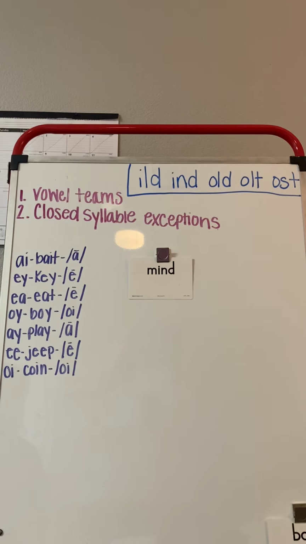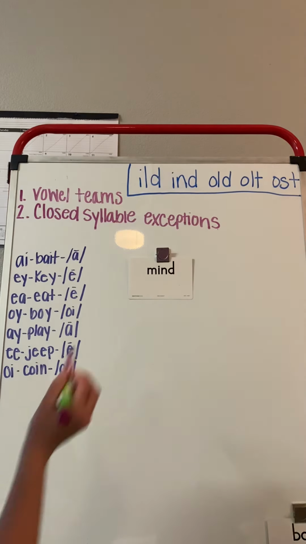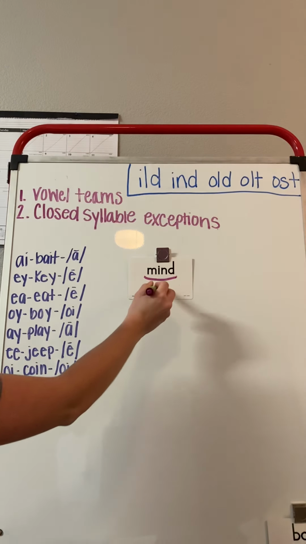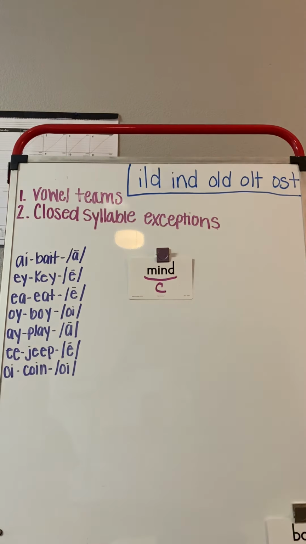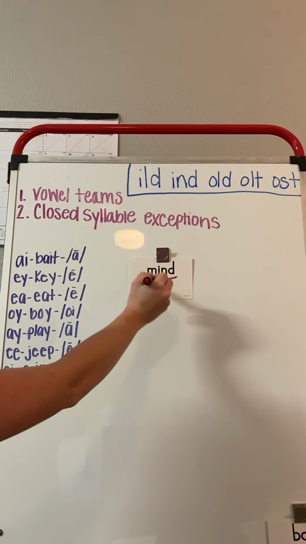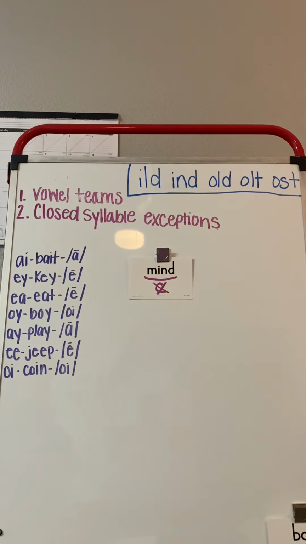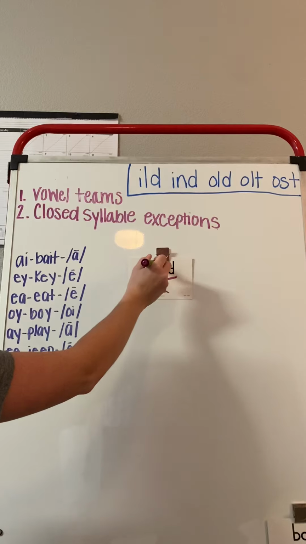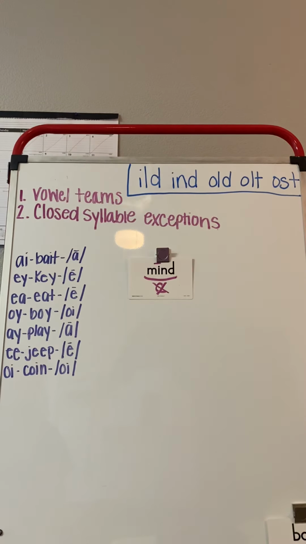Now the way that we mark up our closed syllable exceptions is we would scoop our syllable, we would write a C, just like if we were doing a closed syllable. So remember, this is how you mark up a closed syllable, but to mark it as an exception, we go ahead and cross out, and you can just cross it once or cross it twice, but you're crossing out that C, showing that it is an exception. And the reason being is because it has that long vowel, okay?